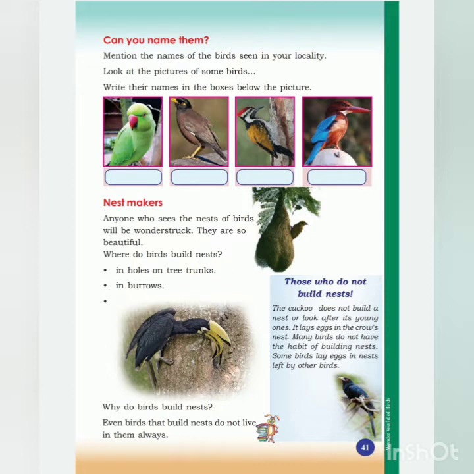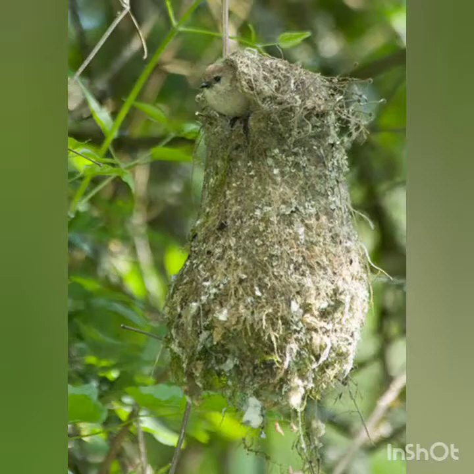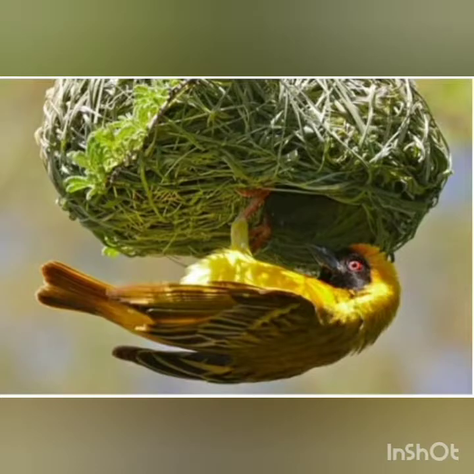We know that birds make nests and live in them. But are all the nests made by birds the same? No. Different birds make different nests. We can see some nests made by birds. They are so beautiful to watch, isn't it?